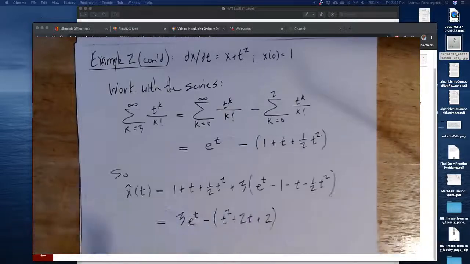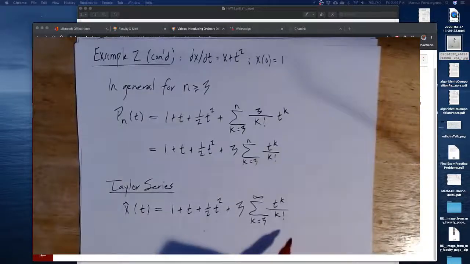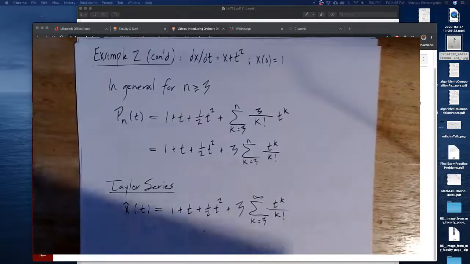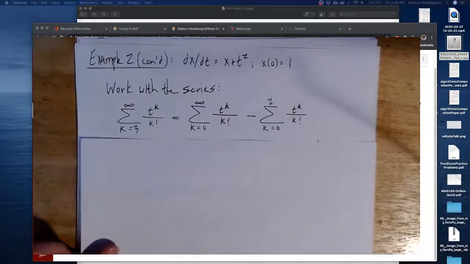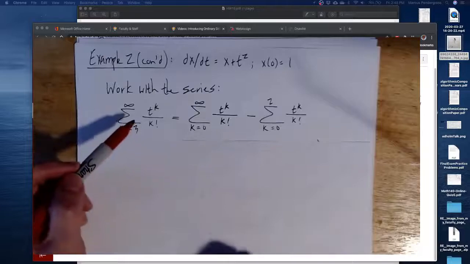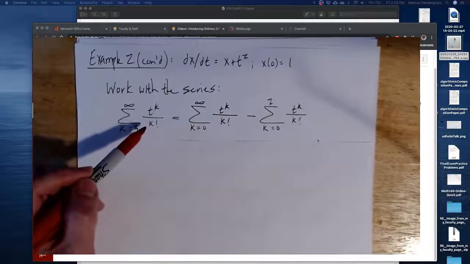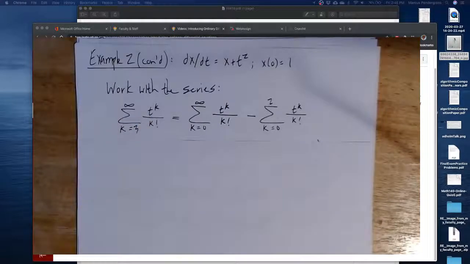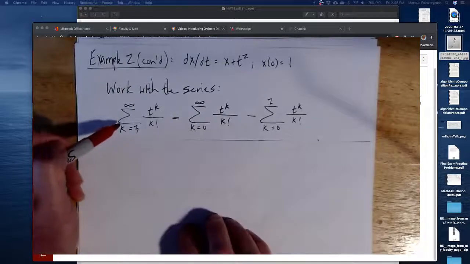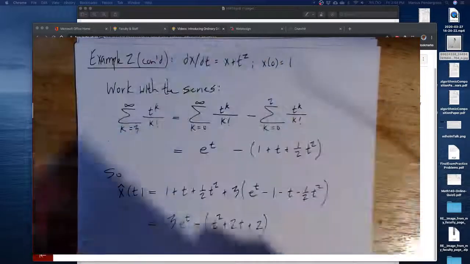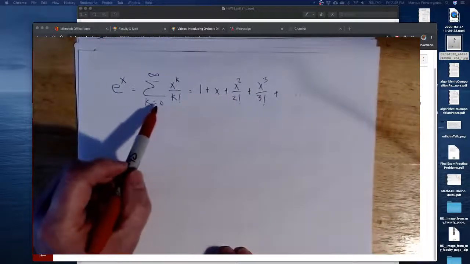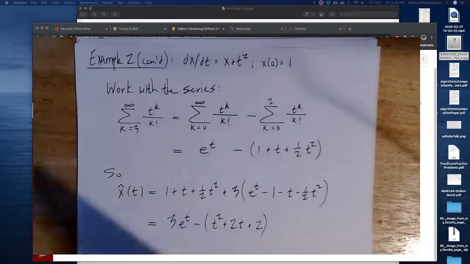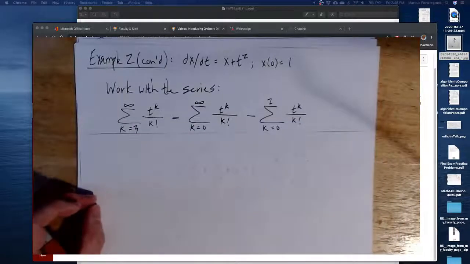So I just want to look at this part of the solution, the series here, and then we'll come back and put it all together at the very end. So that series from k equal 3 to infinity of t to the k over k factorial. Well, what I recognize is that it looks a lot like the series we had before for e to the x, except the series for e to the x starts at k equals 0. Here we're starting at k equal 3.